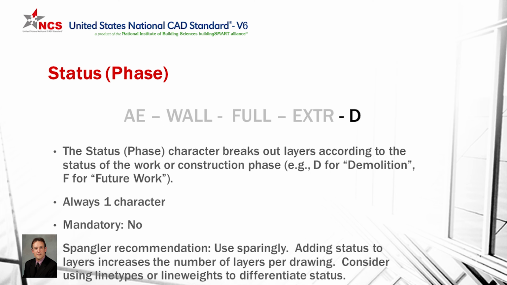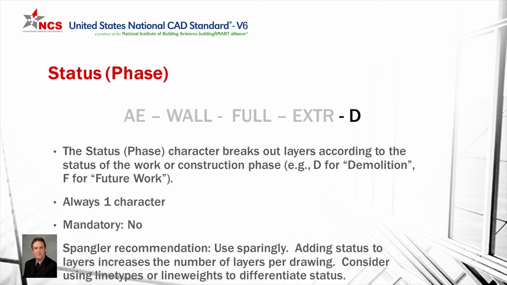The thing is, think about it. If you add status to your layers, that means you're going to increase the number of layers per drawing. So like in this case, we have an A wall full exterior. Let's say we add the status phase for if it's to be demolished, if it's existing, if it's new work. That already creates 3 layers just covering A wall full exterior. So if you have 10 layers for walls in your drawing, you could have potentially 30 layers to cover all these different types of walls.